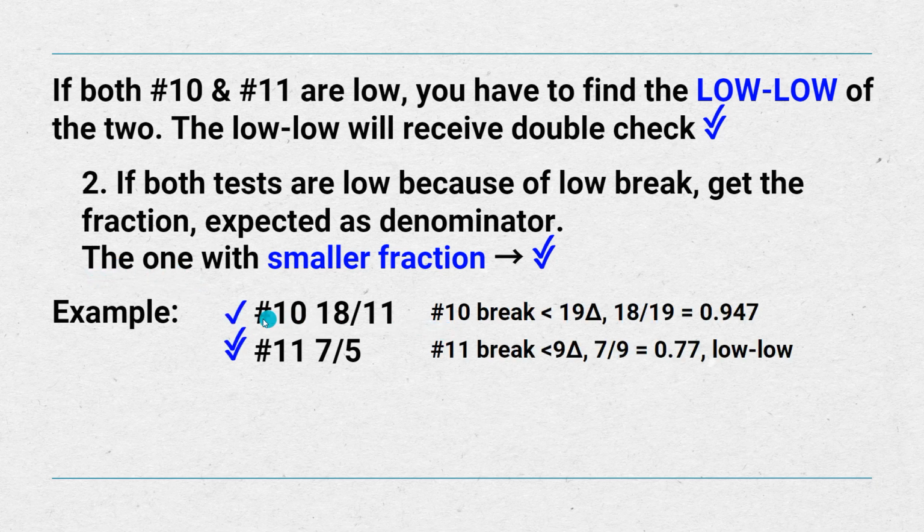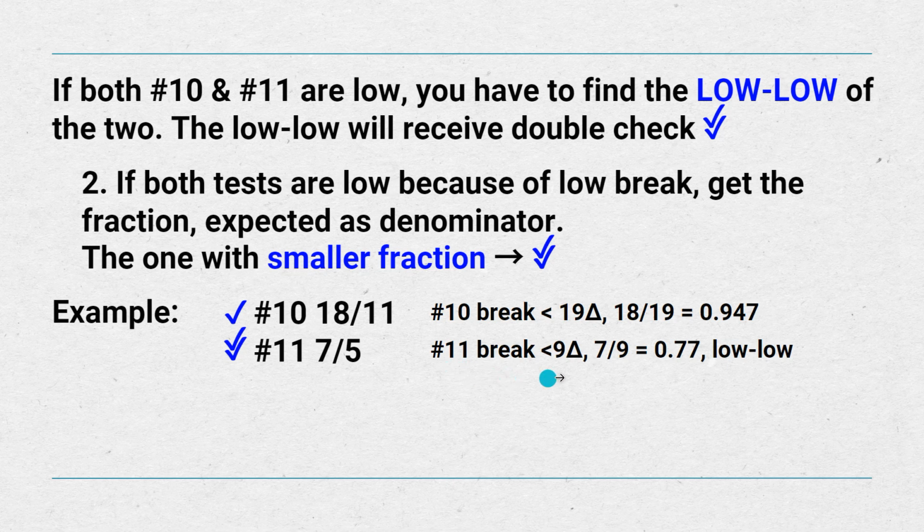So, sa number 10, kay gamay iya break because it is less than 19. And then sa number 11 is na-consider siya na low because iya break sad is less than 9. So, all you have to do is to use this break, kining 18, as your numerator, and get the fraction with expected as denominator. So unsa may expected aning number 10? Ang break mao to ang 19. So 18 over 19 mao na siya. Imo ra ni solve.